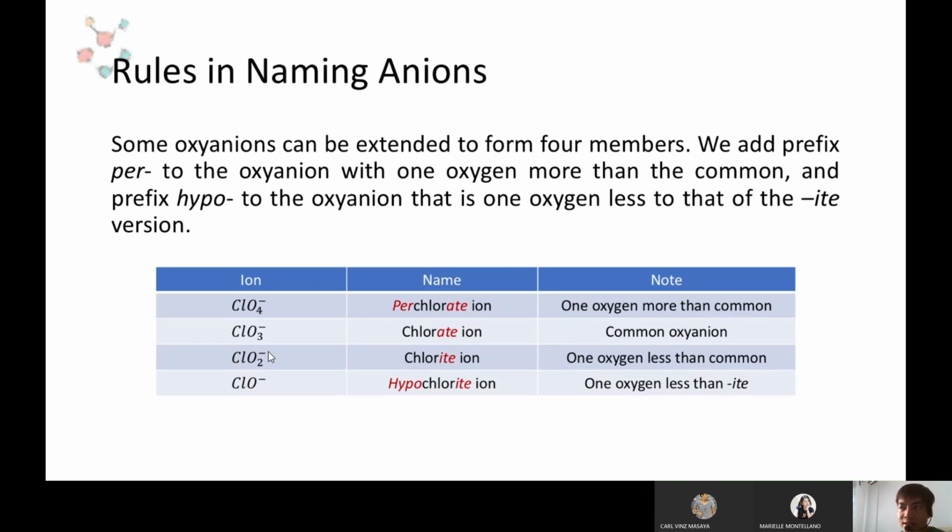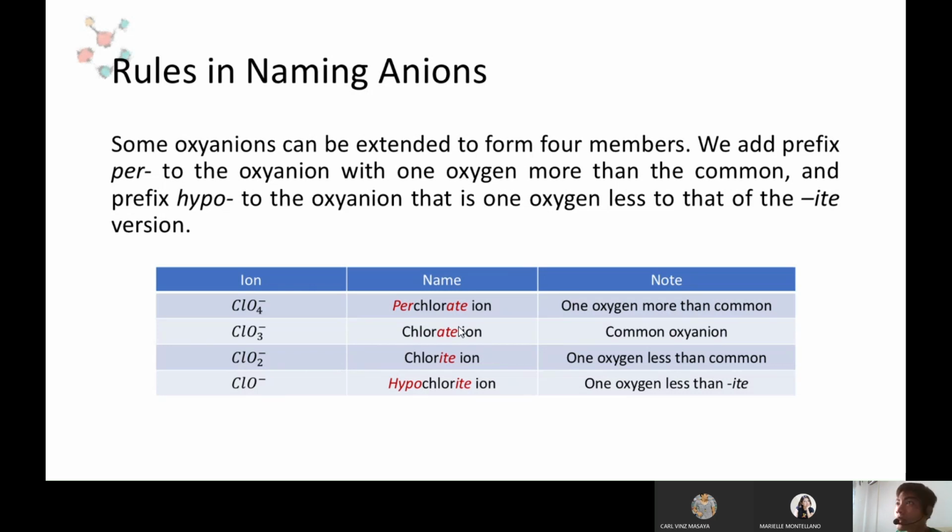ClO2, difference niya sa common ay 1 oxygen. So, instead of ate, we will use ite. So, chlorite. ClO, it is 2 oxygens less than the common or 1 oxygen less than the ite, diba? Ito yung ite, diba? I. So, kapag less than oxygen na naman siya dyan, nabawasan na naman ng isa, hypochlorite yung pangalan niya. Hypo meaning 1 oxygen less than the chlorite. Ayan. So, yun. So, you just have to remember this. Pag may question, message nyo lang sa meeting chat.